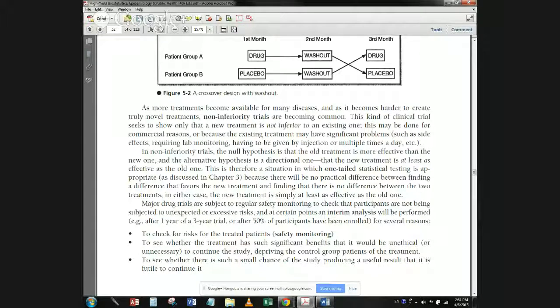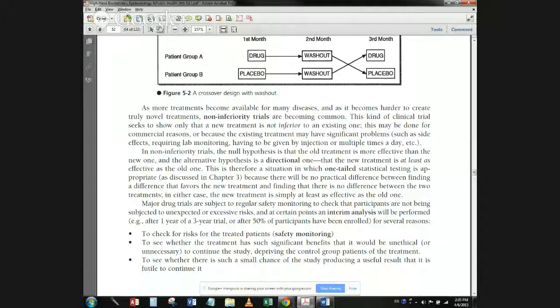This is therefore a situation in which one tail statistical testing is appropriate, as discussed in Chapter 3, because there will be no practical difference between finding a difference that favors the new treatment and finding that there is no difference between the two treatments. In either case, the new treatment is simply at least as effective as the old one.